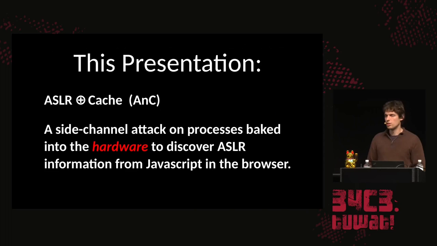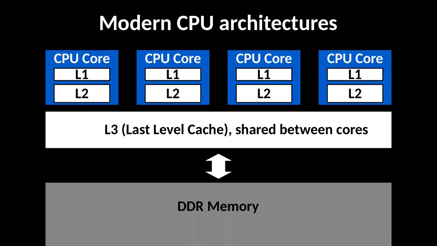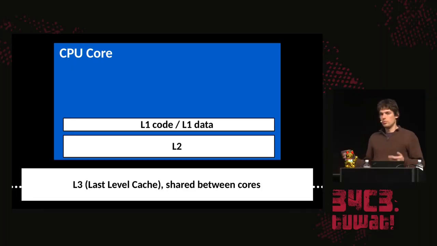So this presentation is about an attack which uses a side channel from JavaScript on processes in the hardware itself to discover information about locations of data or code in memory. The modern CPU architecture is a wondrous abstraction layer. So even if you, as a programmer, write machine code, there's lots of stuff you don't have to worry about, especially stuff to make your programs fast. Memory accesses are very slow compared to your CPU on modern computers. And that's why there is a cache mechanism built in.